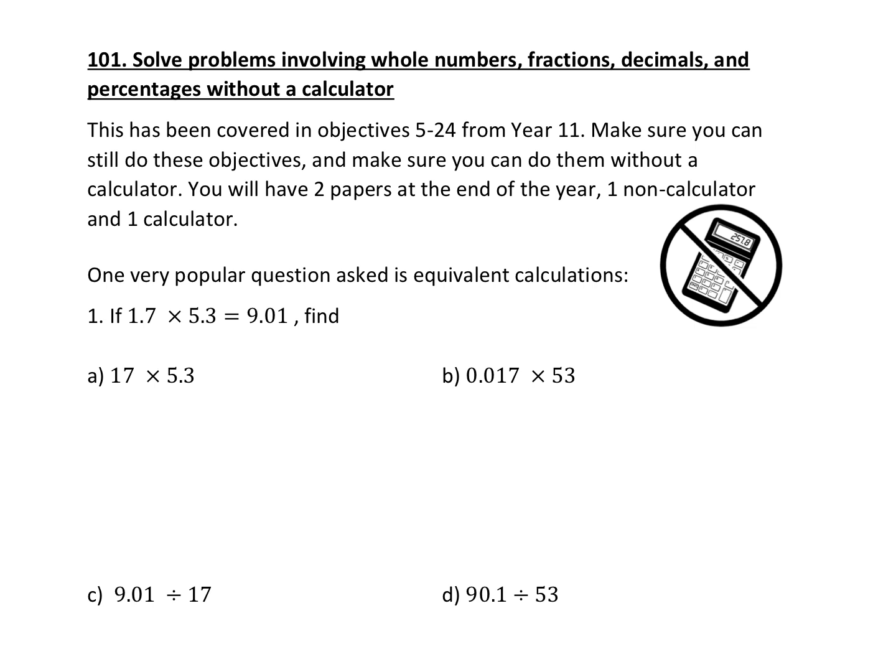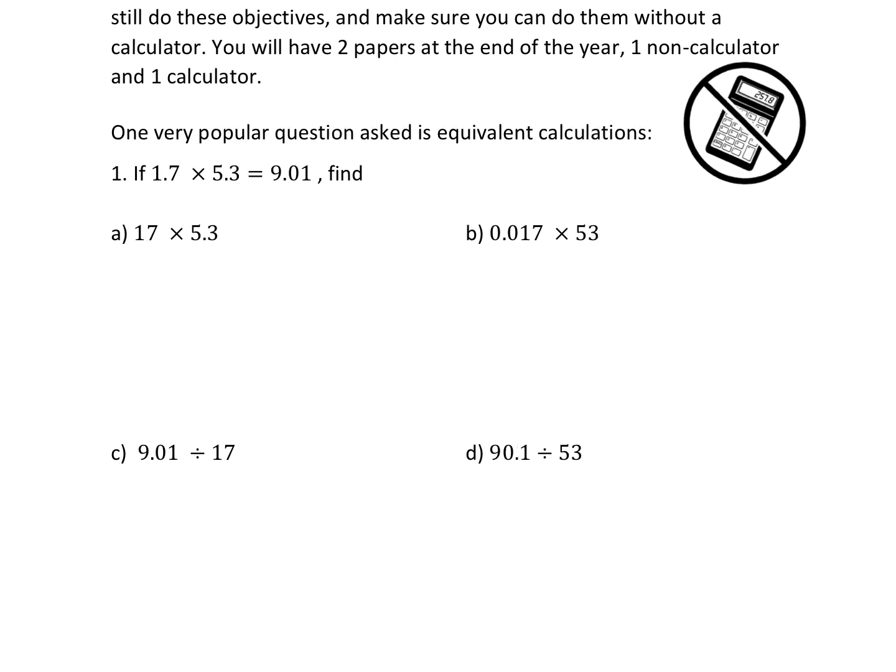You will have 2 papers at the end of the year, 1 non-calculator and 1 calculator. Now, one very common question that they do ask is equivalent calculations or calculations that are quite similar. So we're going to try one of those here, number 1. We've got 1.7 times 5.3 and we know the answer is 9.01. No need for a calculator that tells us that.